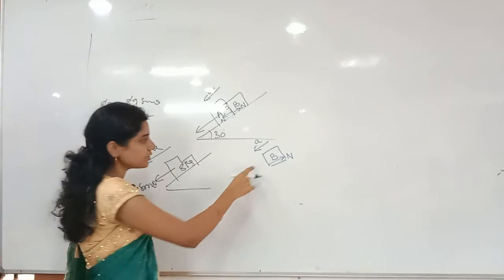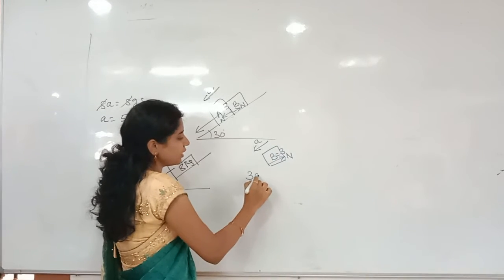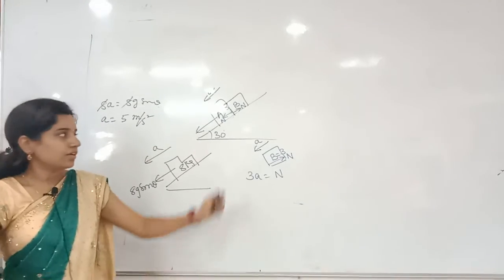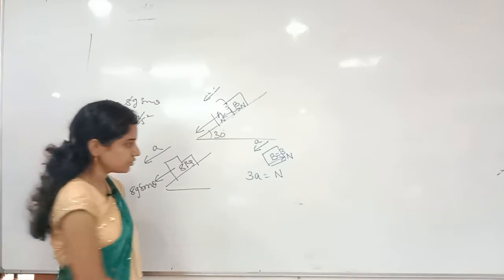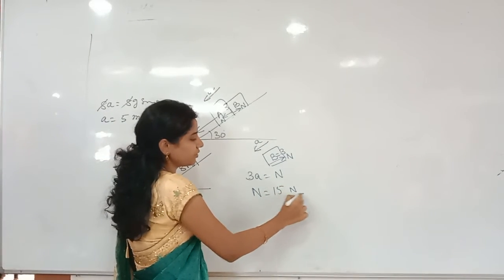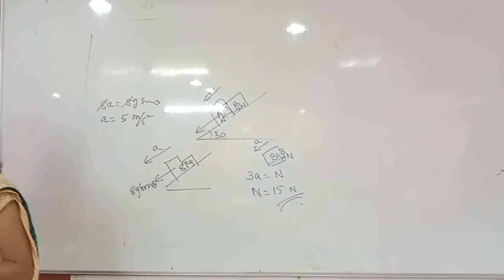So whenever you see this one, mass of B is how much? 3 kg, right? So 3A is equals to what I can write? N. Of course in opposite direction. Why? Because A is applying in opposite direction. That will get in minus. There is no need to worry about that. Then N is equals to how much? 3 into 5 will be 15 newtons. That's it. Clear everything?